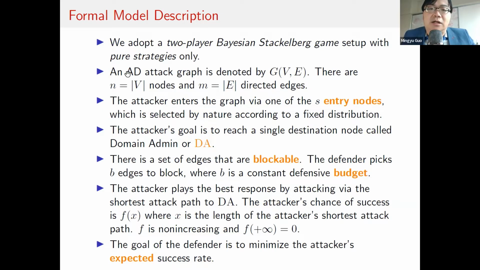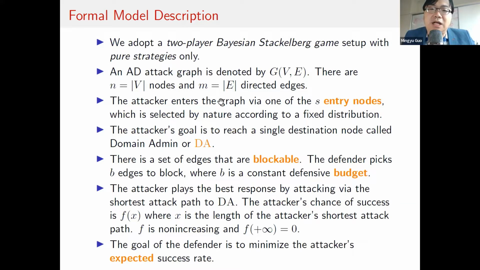Okay, so an AD graph is a directed graph with a whole bunch of nodes and a whole bunch of edges. And in practice, this graph is huge. For many large organizations, we are talking about tens of thousands of nodes. For example, consider a top-tier university in Australia: we probably have tens of thousands of computers in the network, and tens of thousands of accounts, and so on. So the network is going to be huge.